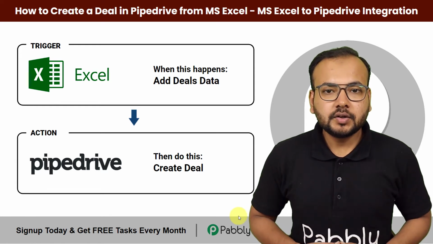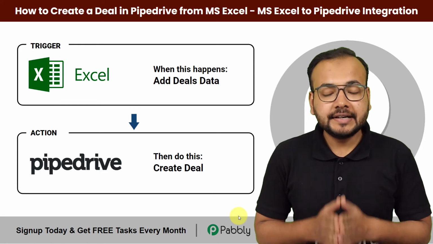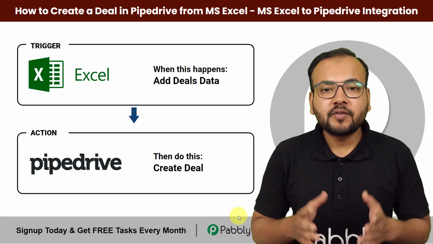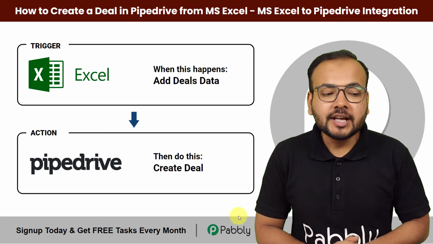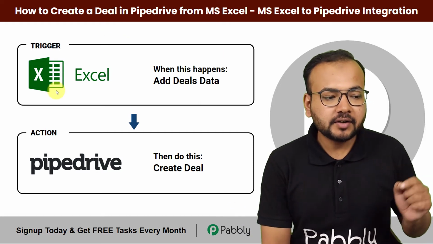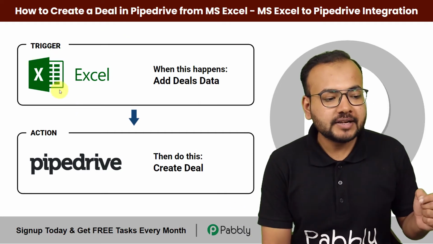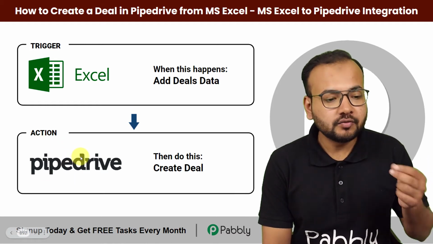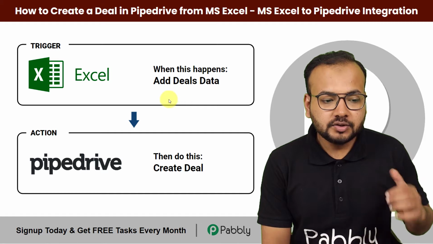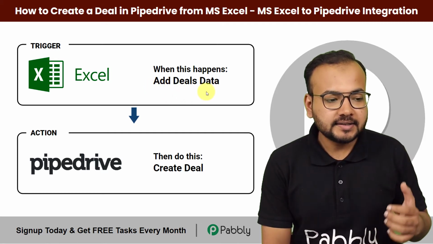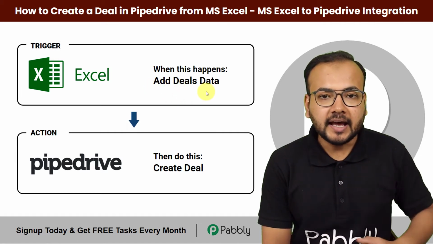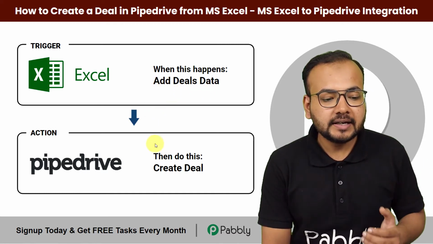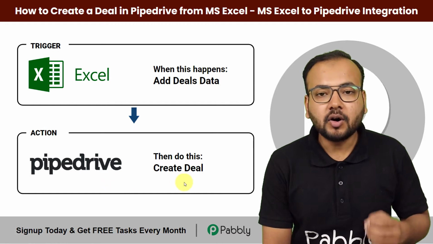Guys, in this video, you will see how you can create deals in Pipedrive application directly and automatically from your Microsoft Excel sheet. So guys, for this, you have to connect Microsoft Excel as the trigger application and Pipedrive as the action application inside the automation workflow. And after that, you just have to add the deals data inside your Excel sheet, and in every 8 hours all the deals data that you are adding here will be created as new deals in Pipedrive automatically.